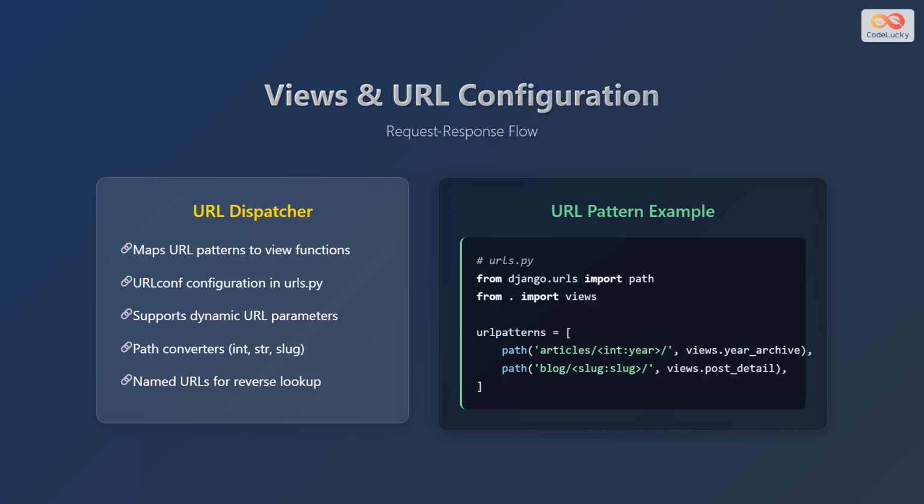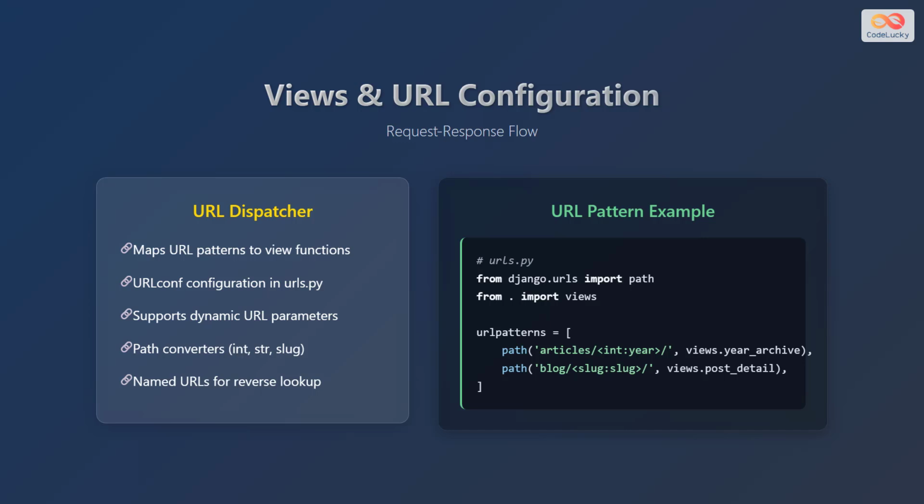Django's URL dispatcher is the routing system that connects web requests to the appropriate view functions. URL patterns are defined in urls.py files and map specific URL paths to view functions that handle the request logic. The system supports dynamic URL parameters using path converters like int for integers, str for strings, and slug for URL-friendly text. Named URLs enable reverse lookup, allowing you to reference URLs by name rather than hard-coded paths.